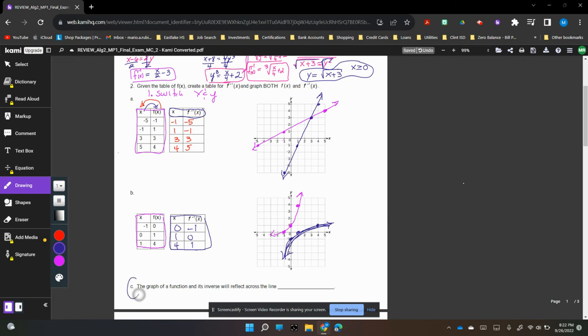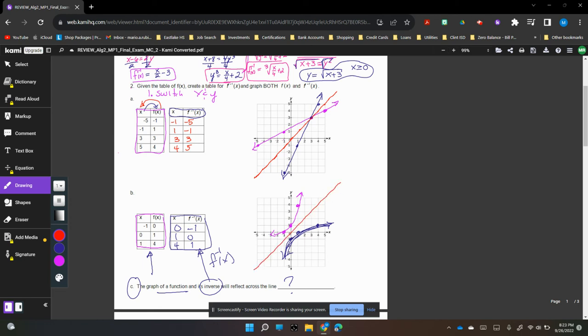Okay. And then on C, we're going to see the graph of a function, one function which is like this one, and the inverse, which is like this one, which we write as this, will reflect across the line. So which line does it reflect on? So I want you to take a look along this line. If I drew an imaginary line this way, in red here, see how it looks like the purple line is a reflection across this line to the blue line.